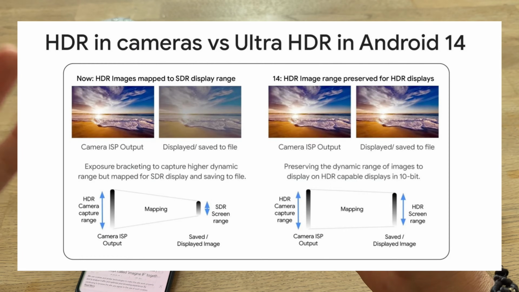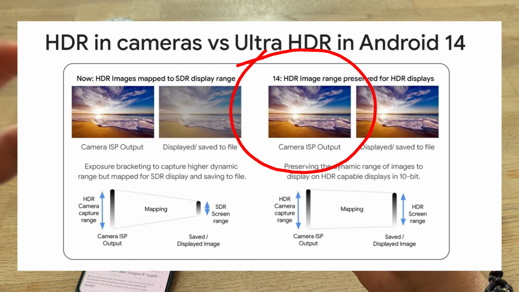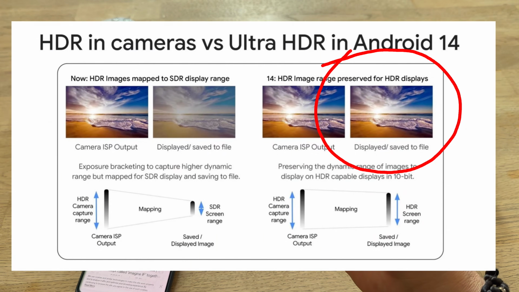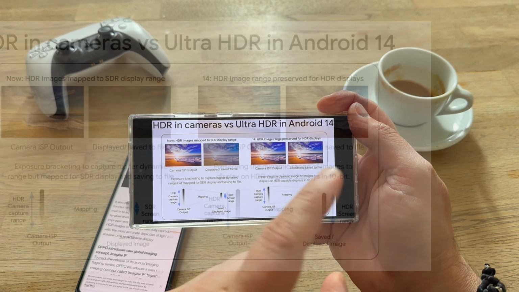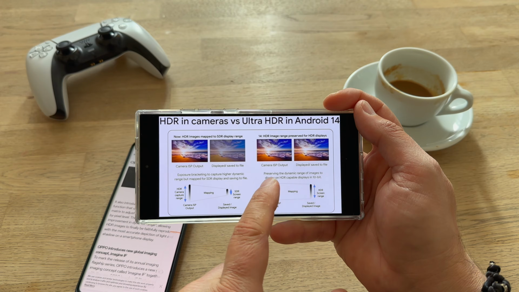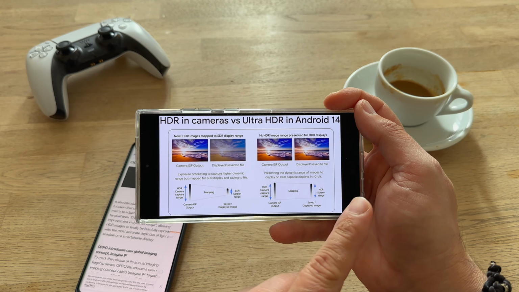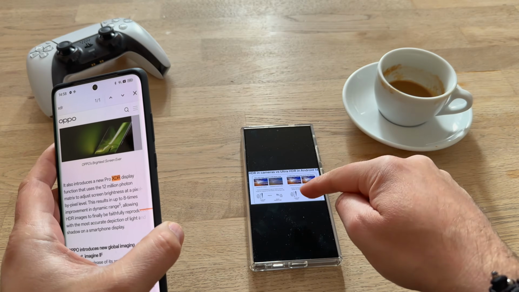Then in Android 14, they changed the game a bit. HDR image range preserved for HDR display. So the camera ISP output is able to take a photo with a very high dynamic range. You have a lot of details on the highlights and also on the shadows. So you have very bright highlights and very dark shadows. And you're also able to save this to a file. So preserving dynamic range of images to display on HDR capable displays in 10 bits. And of course, some of the vendors already started to implement this now. So this here is the S24 Ultra.